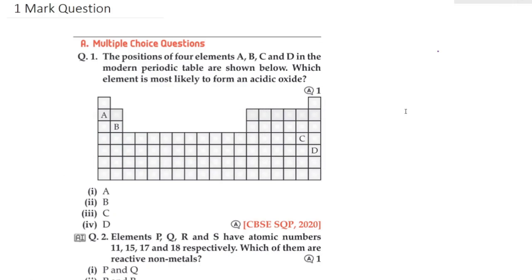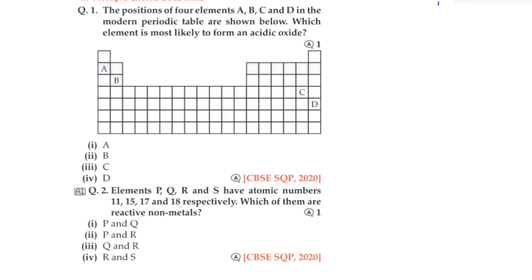Let us see the multiple choice question first. The positions of four elements A, B, C and D are given in the periodic table as shown in the figure. Which element is most likely to be an acidic oxide? Okay, so A is given in group 1, B is given in group 2, C is given in group 17 and D is given in group 18.